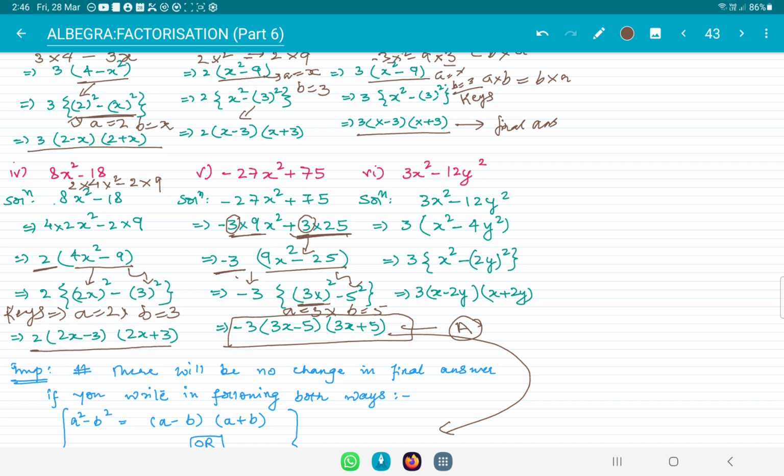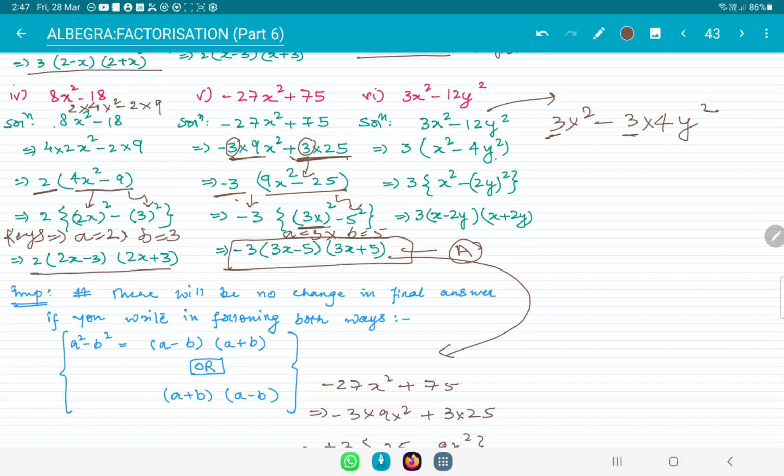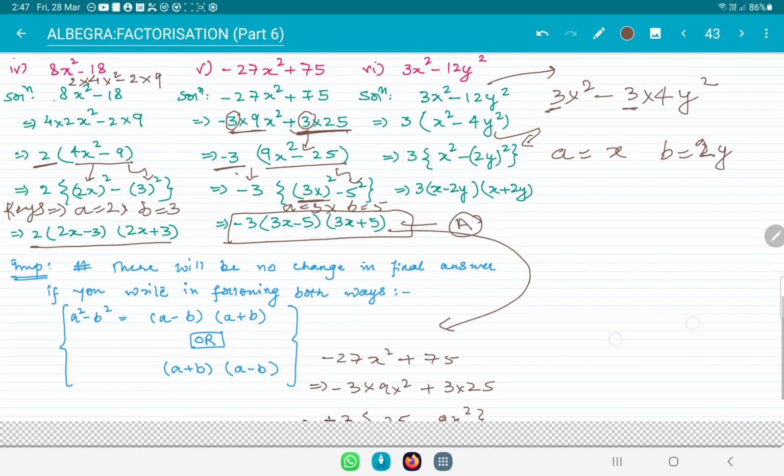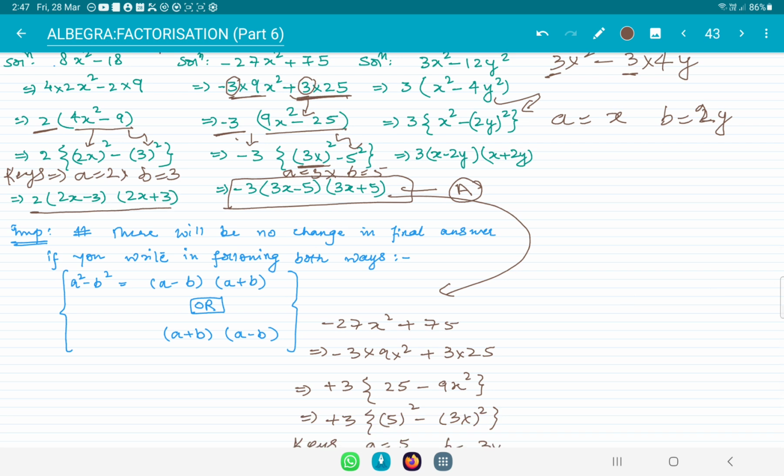Next question is 3x square minus 12y square. So 3x square is simply 3 into x square, and 12 is 3 into 4. Now you can see easily that 3 is common in both. So x square minus 4y square. 4y square can be written as 2y whole square. So a is x and b is 2y. Now simply write in your general formula. So your final answer will be 3 into x minus 2y in one bracket and x plus 2y in another bracket.